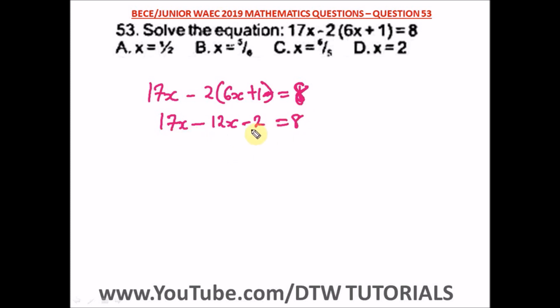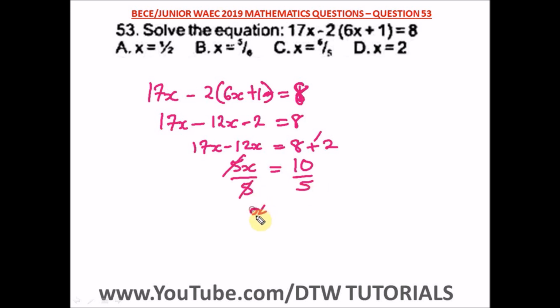Equals 8. So from here, we can take our minus 2 to this side. So we have 17x minus 12x is equal to 8. Taking minus 2 to this side, we have plus 2. So what is 17x minus 12x? That will give us 5x. And what is 8 plus 2? 8 plus 2 is 10. To get our x, we divide both sides by 5. How many times would 5 go in 10? 2 times. So x is equal to 2. So our answer is 2. And our right option is option D.